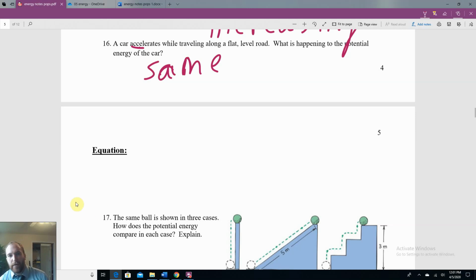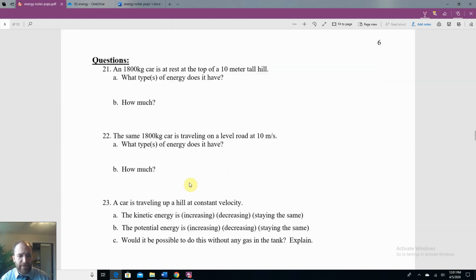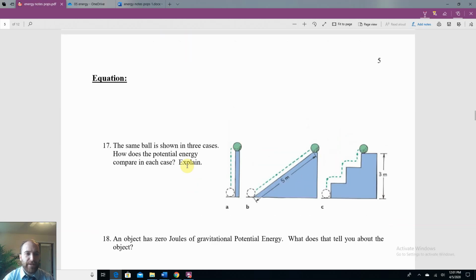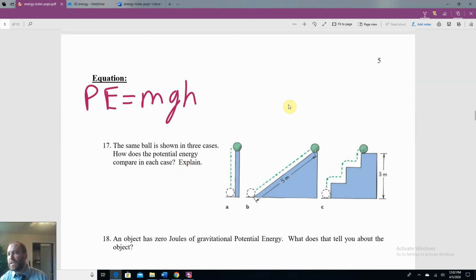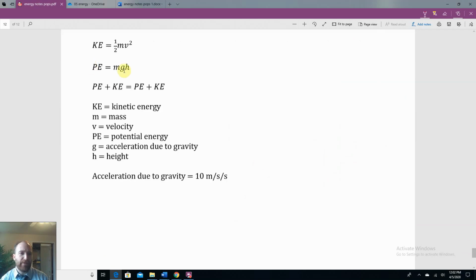Okay? So besides just talking about it in general terms, we can calculate a number for this potential energy using our potential energy equation. It's a nice, simple, straightforward one, which is good. I mentioned this in the last video, but if you need any of your equations, they are all back here on the last page. So PE equals M times G times H.